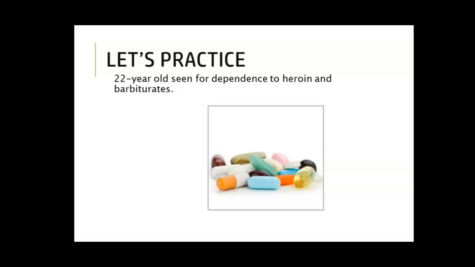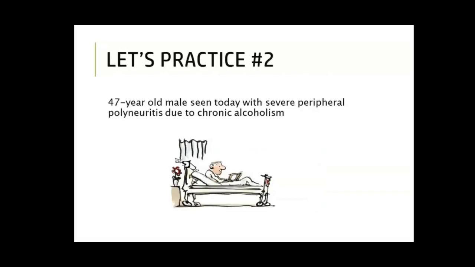Let's move to the second case. So in this case, our patient is a 47-year-old male seen today with severe peripheral polyneuritis due to chronic alcoholism. Okay, so let's look up the polyneuritis. So once polyneuritis is on page 257, once we get there, what subterms do you guys think we're going to pick?